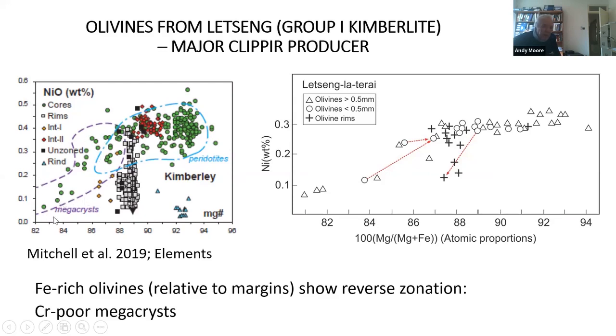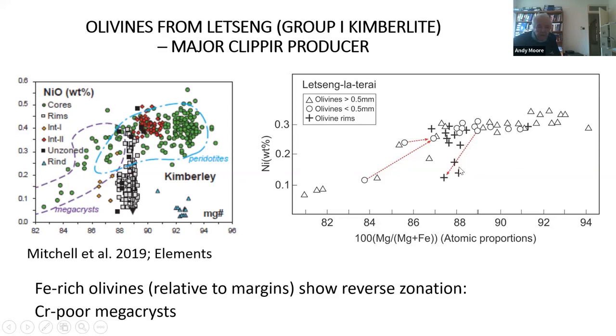This is from a paper by Roger Mitchell and co-workers, and they've suggested that these are megacryst olivines, which is something that I'd suggested previously as well. So these iron-rich olivines relative to the rims are regarded as the chrome-rich megacryst population. This illustrates this for Letseng, an important clipper producer.